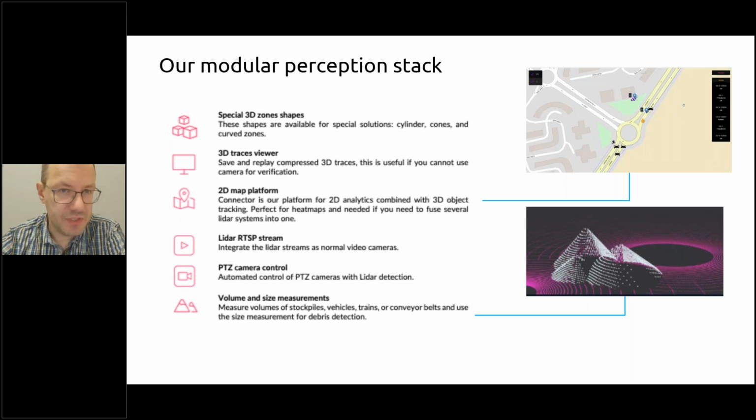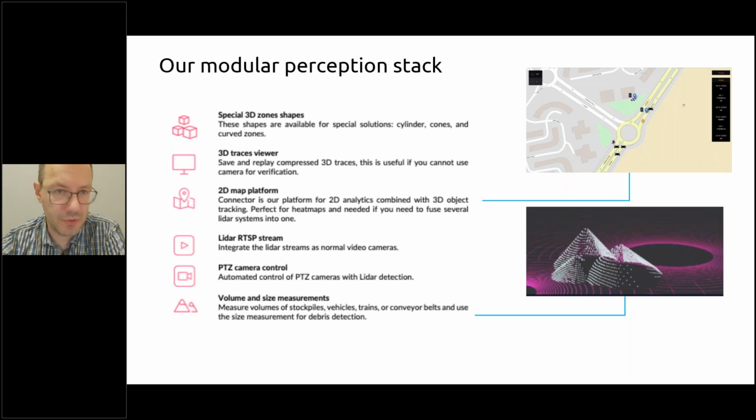As I mentioned before, spatial 3D zone shapes: different shapes, cylinders, cones, and curved zones. Depending on the scenario and use case, you might want to use different kinds of zones. We also have a 3D trace viewer in our system, where, for example, if something or someone enters the zone, you can record 3D points of this object which is in the zone, and then view it for further investigation. You can inspect it, check dimensions, and so on.